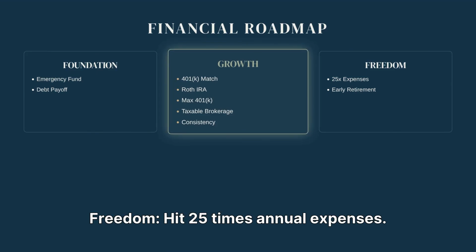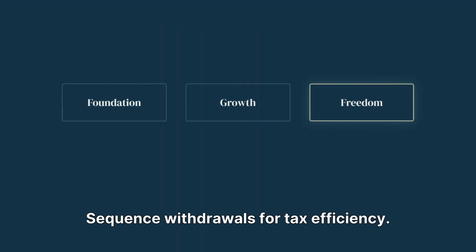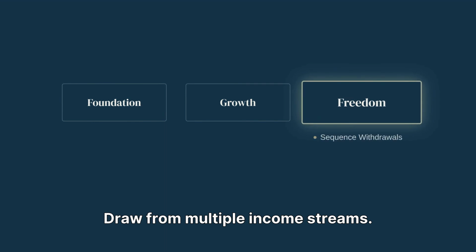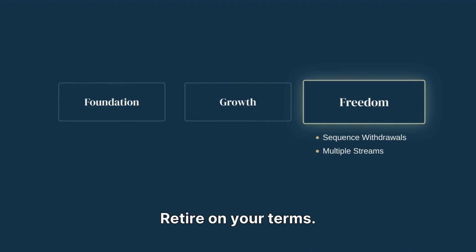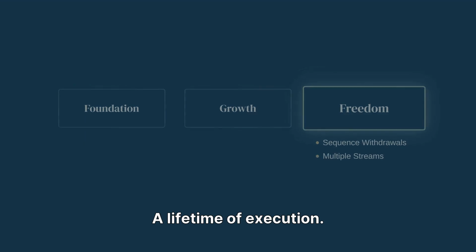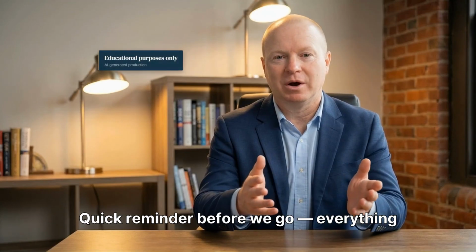Freedom: hit 25 times annual expenses. Sequence withdrawals for tax efficiency. Draw from multiple income streams. Retire on your terms. 3 phases. A lifetime of execution.